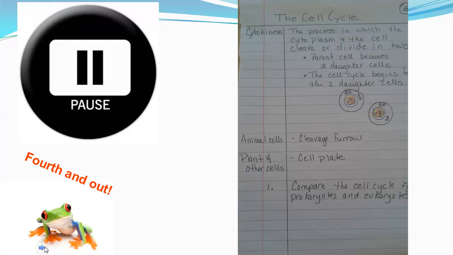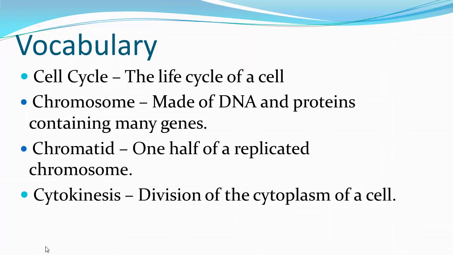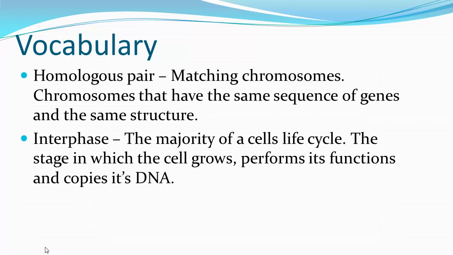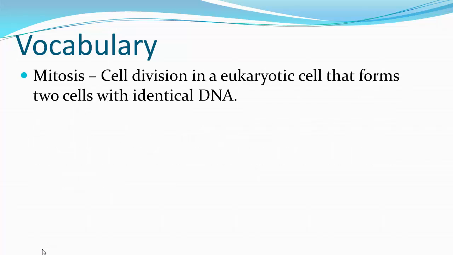Press pause if you need to. So that brings us to the end of our cell cycle video for eukaryotic cells. Make sure you have these vocabulary words: cell cycle, chromosome, chromatid, cytokinesis, homologous pair, interphase, and lastly, mitosis.